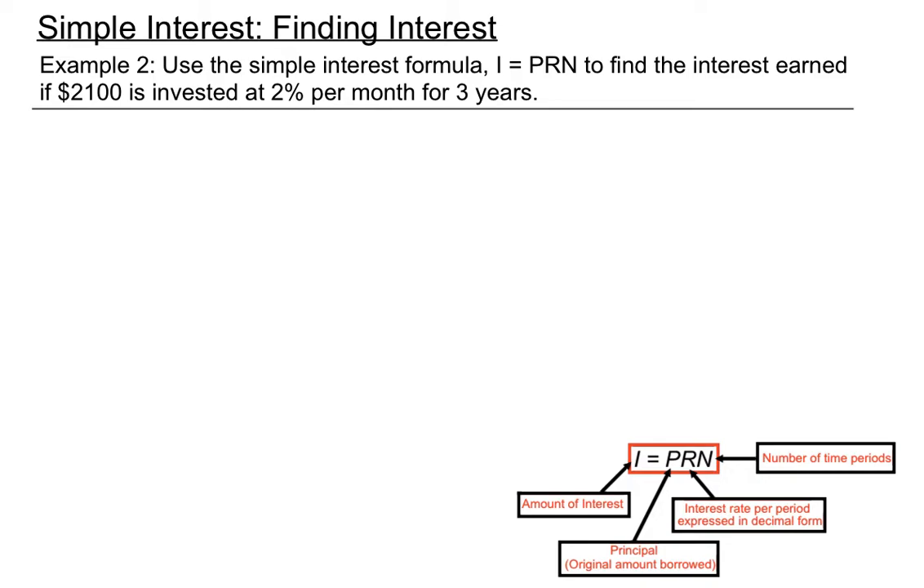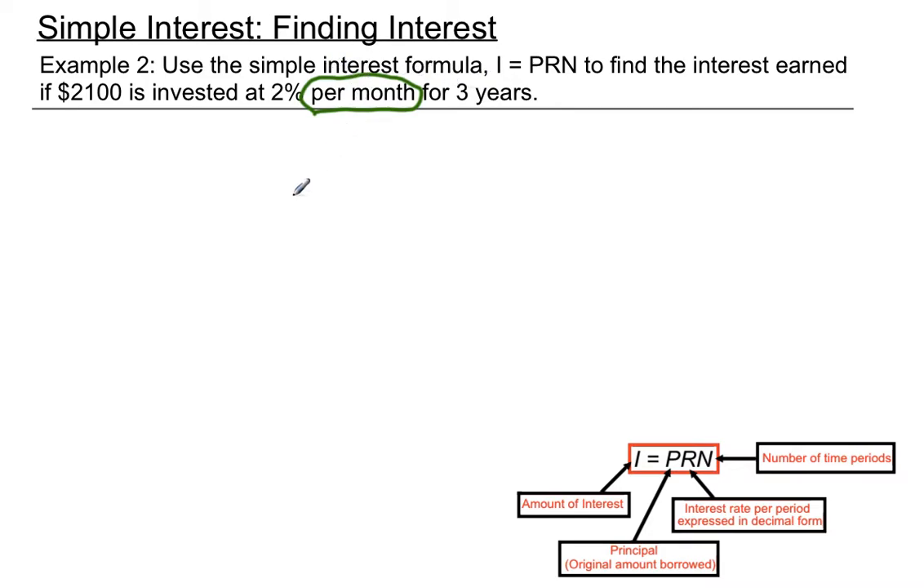Example 2, this one is finding interest again, but there's a bit of a twist to this one. This asks us to use the simple interest formula, I equals PRN, to find the interest earned if $2,100 is invested at 2% per month. So read the question nice and carefully, and we have to respond to the fact that there is a per month interest rate there for 3 years.